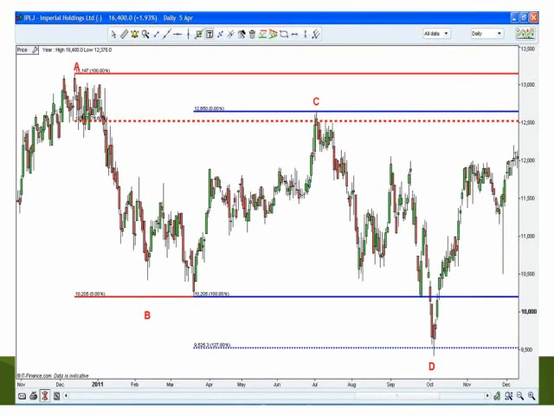Okay, so there we have a completed A to B to C, D came down, and then, of course, we've had a big reversal on Imperial Holdings. If you'd gone long down there, you could have waited once again for the close above 102.05. If you'd gotten in there, you would have had a pretty decent return up to 120 Rand on this slide.